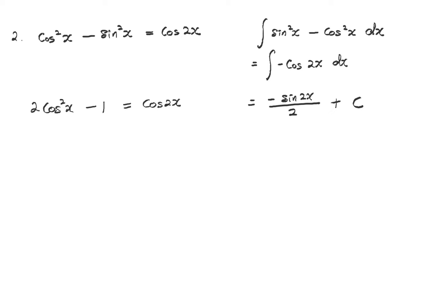Okay, someone asked me why it is negative cos 2x here. Can you tell me? Because it's sin square minus cos square. Here is cos square minus sin square. Are you okay?